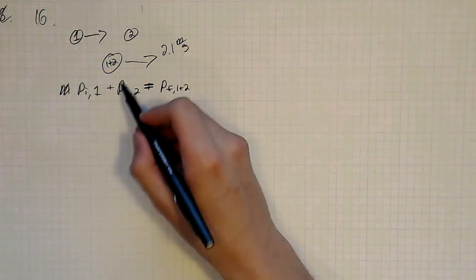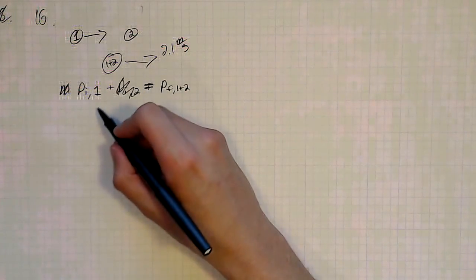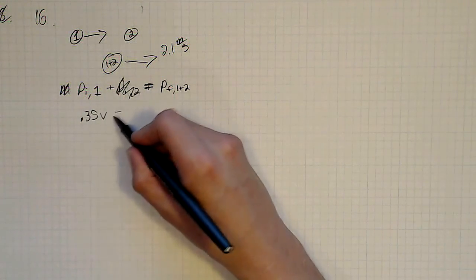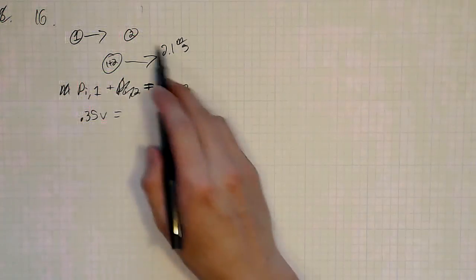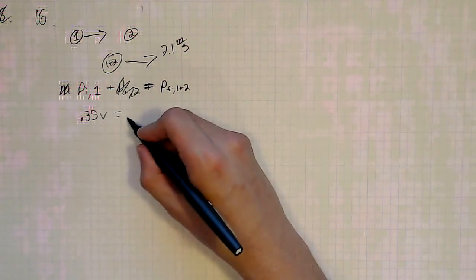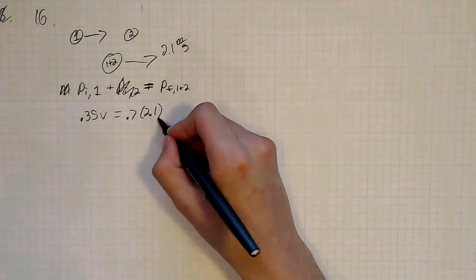We know that the initial momentum of ball 2 is 0, because it's at rest, so we can cancel that out. Initial momentum of ball 1 is its mass, which is 0.35 kilograms, times its velocity, which is what we're solving for. We're going to set that equal to m times v of the combined balls, which is 0.7 kilograms times 2.1 meters per second.